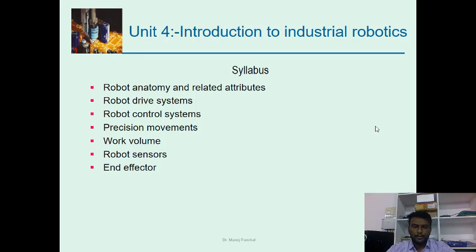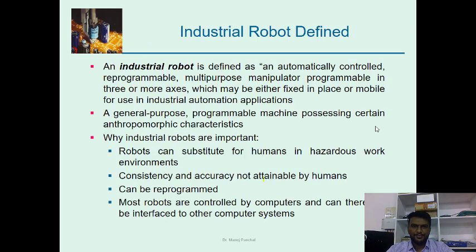So here we'll be discussing the robot, its anatomy, the drive system to drive the joints and the control system, work volume, types of sensors that are required in the robot, and end effector. So let us begin with the definition of industrial robot. In general terms, an industrial robot is an automatically controlled, reprogrammable, multi-purpose manipulator. Now let us understand the meaning of this.